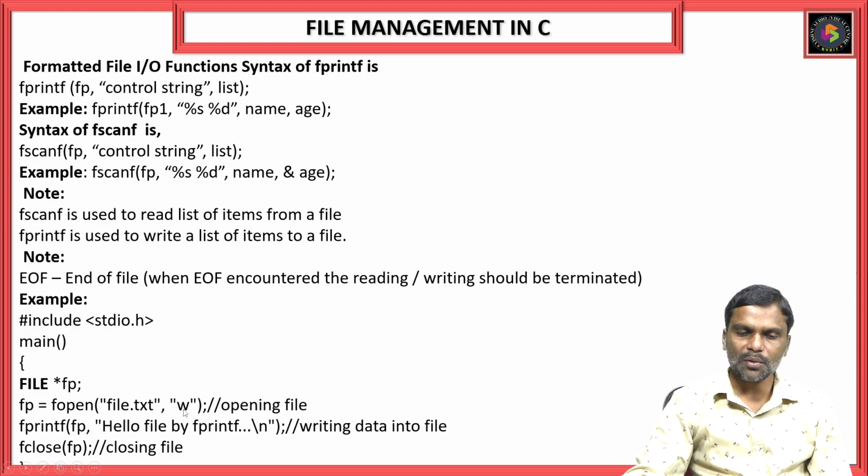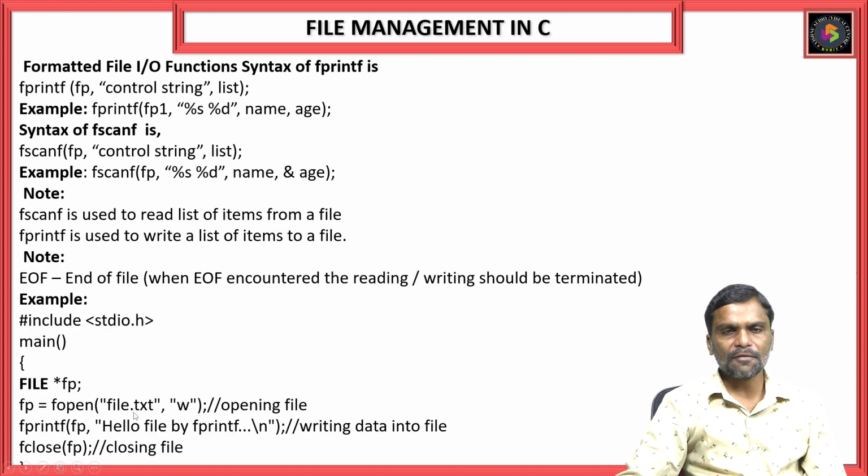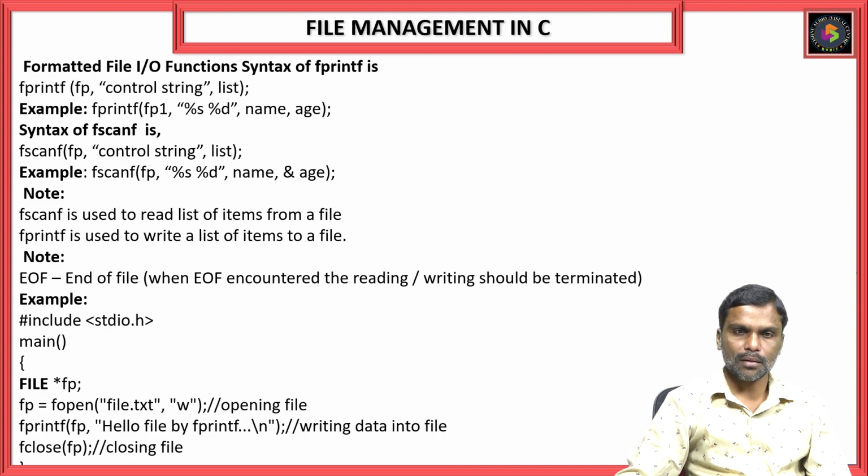W means writing purpose. Next, fprintf with the file pointer, "hello file by fprintf". This is your wish, you can give anything. Simply I have given hello file by fprintf, and this is for writing the data. Once we complete, if you want to come out of this, then we have to close the file. Then the output you will get here is hello file by fprintf. This is the simple example for the fprintf function of formatted functions.